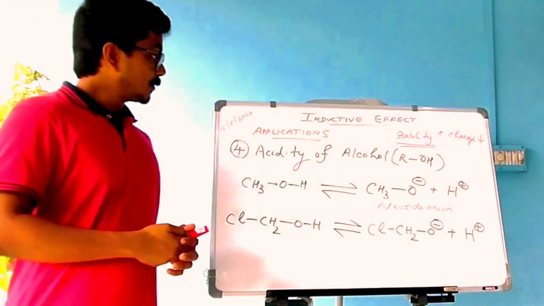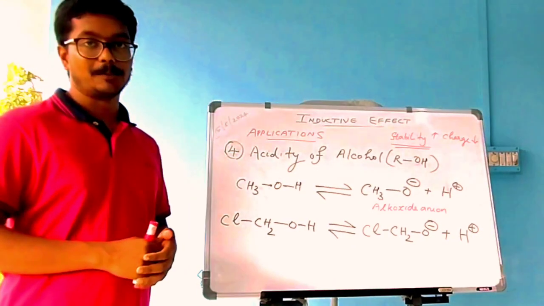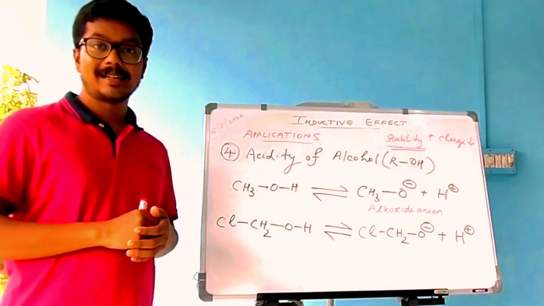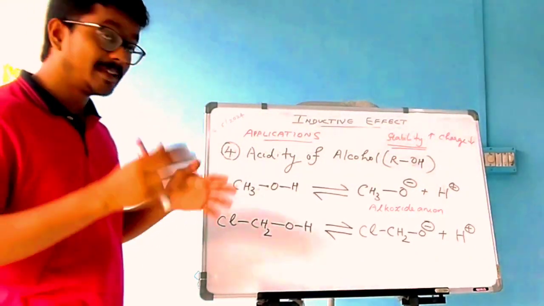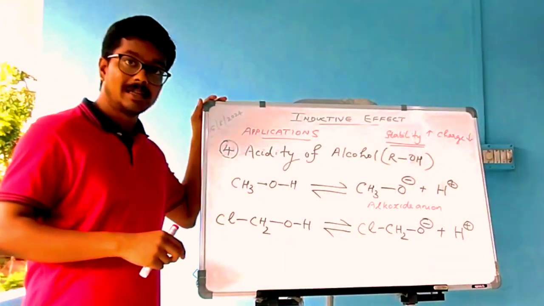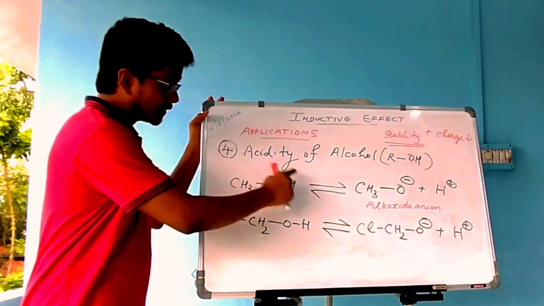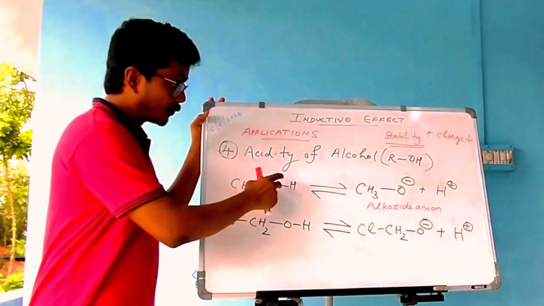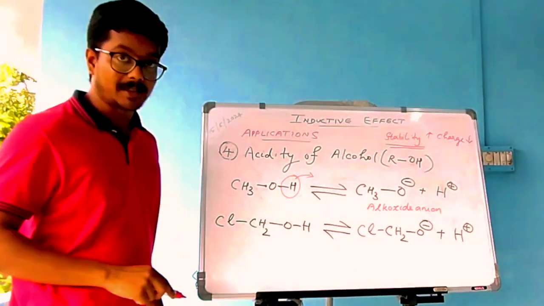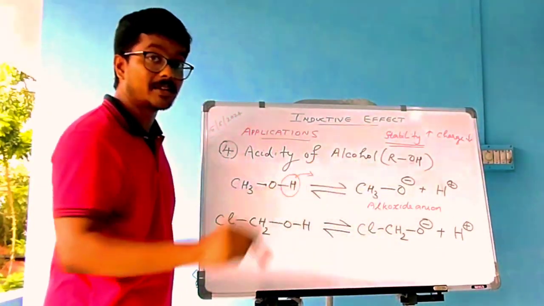Okay, let's move on to the fourth application, that is the acidity of alcohol. Just like what we have explained in the case of acidity of carboxylic acid, we can apply the same concept here also. The acidity of alcohol depends on two factors. First, the capacity of the alcohol to release H plus. That is the first factor. The second factor is the stability of the alkoxide anion.